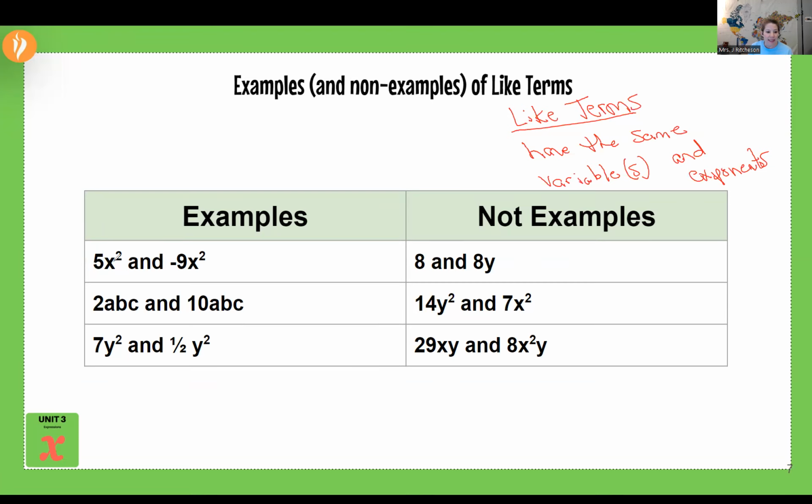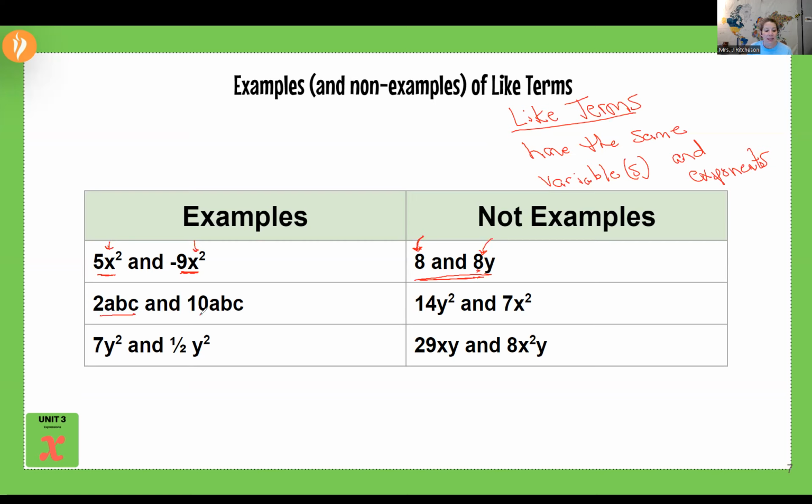So let's look at these examples. We have 5x squared and negative or minus 9x squared. These are like terms because both terms have an x raised to the power of 2. That makes these like terms. These are non-like terms. They're not like terms because this 8 is not attached to a variable. This is a constant. This 8 is actually a coefficient because it's being multiplied by y. So they're not like terms.